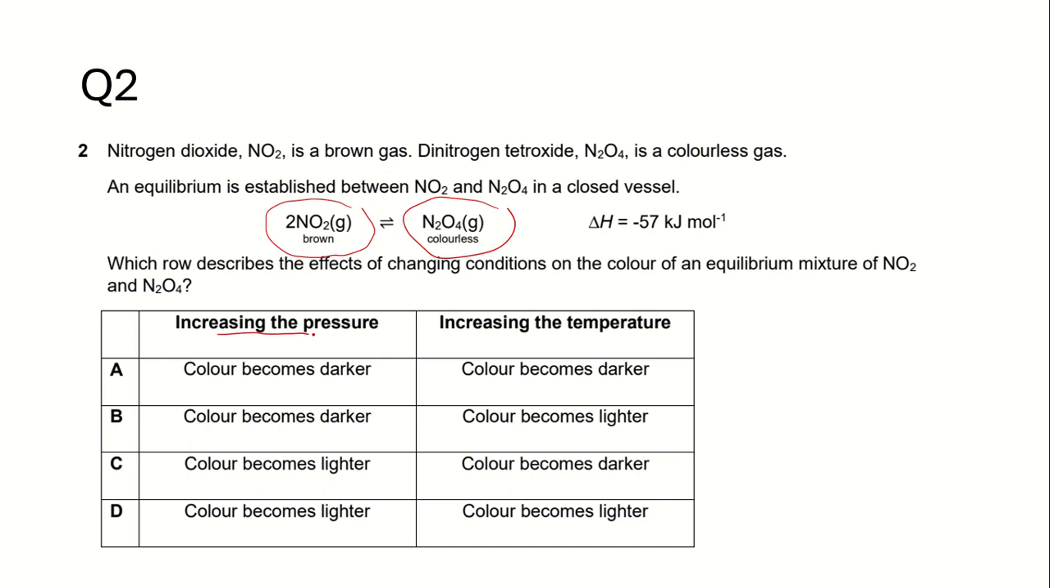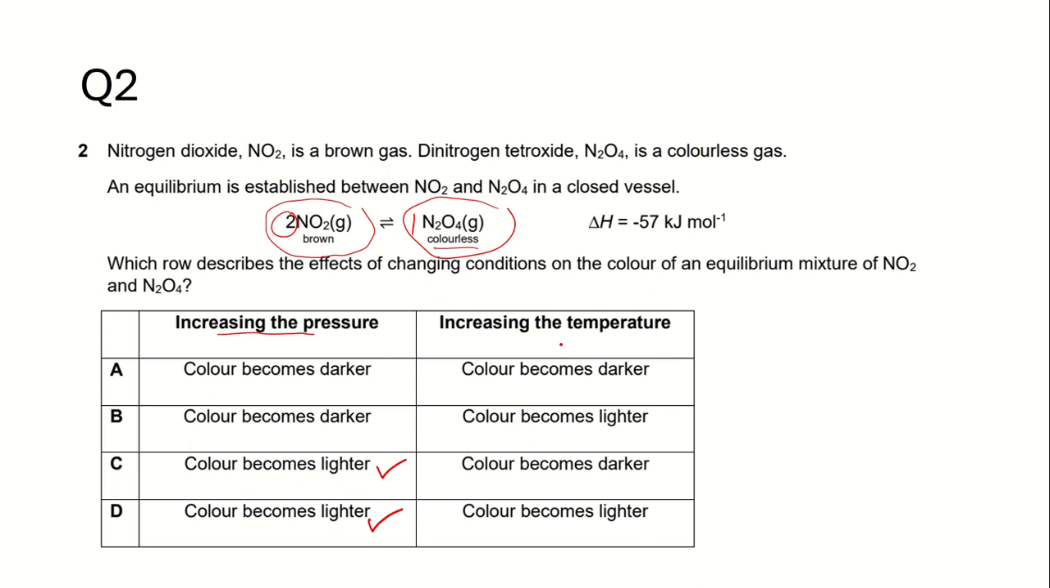Now, increasing the pressure will always shift the equilibrium position to favor the side with fewer moles of gaseous molecules. So let's look at left hand side, we have 2 moles of gases. Right hand side, we only have 1. So right hand side has fewer moles of gases. So increasing the pressure will shift the equilibrium position to the right hand side. So the color will become lighter because N2O4 is colorless.